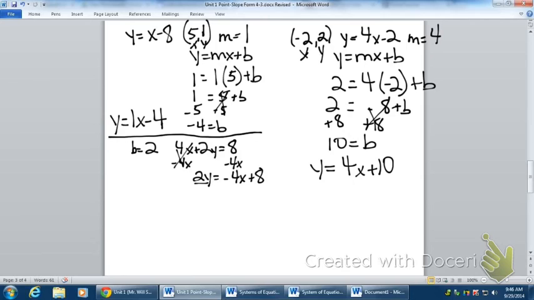Lastly, you need to divide both sides by 2. Make sure you divide both numbers by 2, not just 4, not just 8. That will cancel on this side. That gives me y equals a negative 2x plus 4. Now we have an equation, and now we have the y-intercept. So the only thing that you need to do is what?